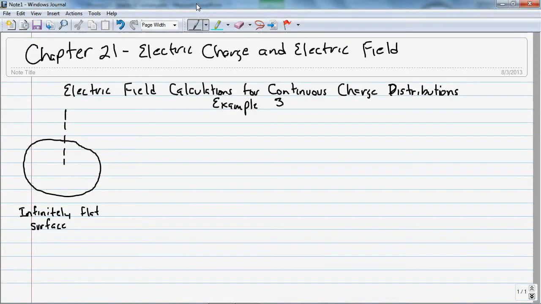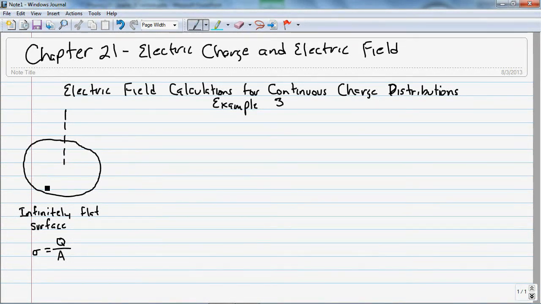For our last example, we're going to look at an infinitely flat surface that has the charge distributed along the surface. So one parameter that we need to define is sigma, which is equal to the charge divided by the area, and is evenly distributed along this surface. So we need to come up with a way of getting all the charges and integrating.